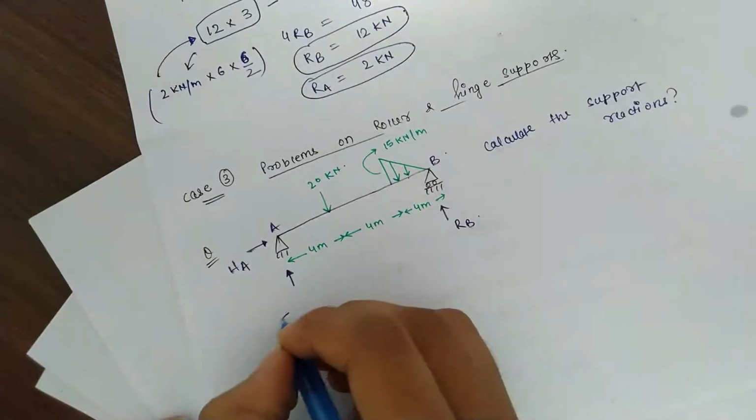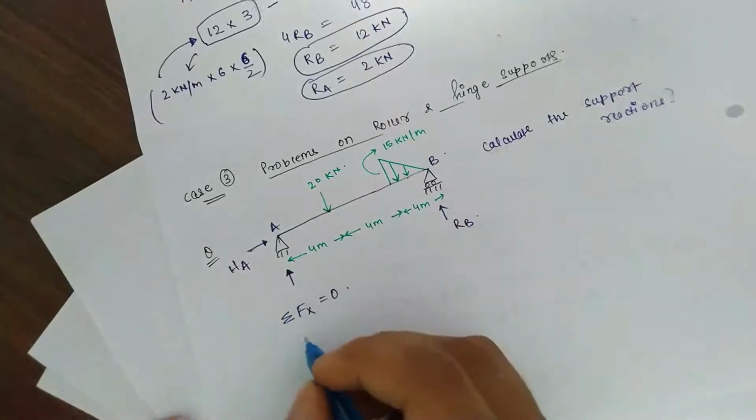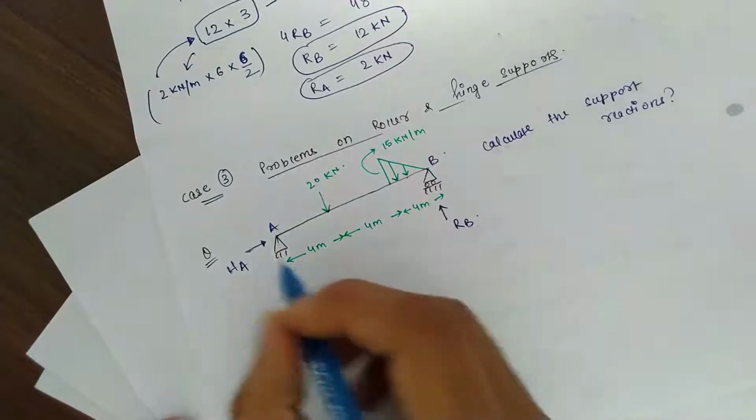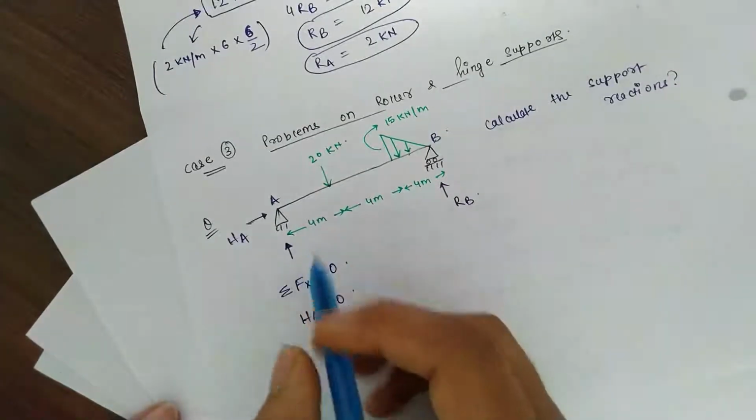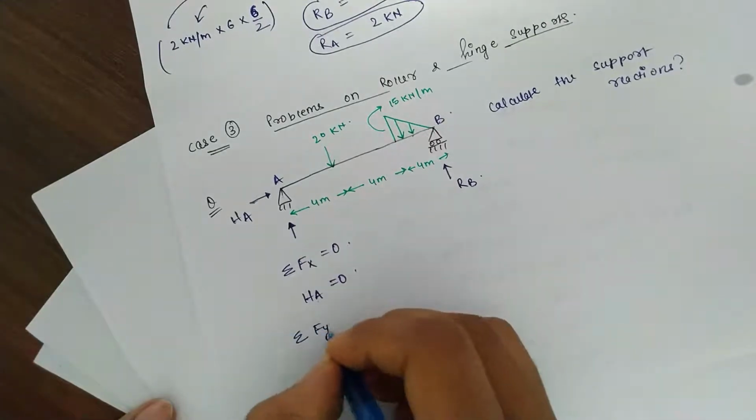So here the other equilibrium formula, Fx will be equal to 0. So all the horizontal force will be equal to 0. So HA, which we considered as horizontal force, will be equal to 0. So it's done here. Then Fy.